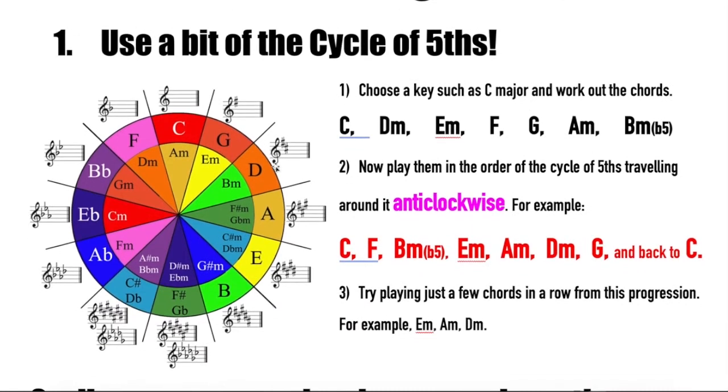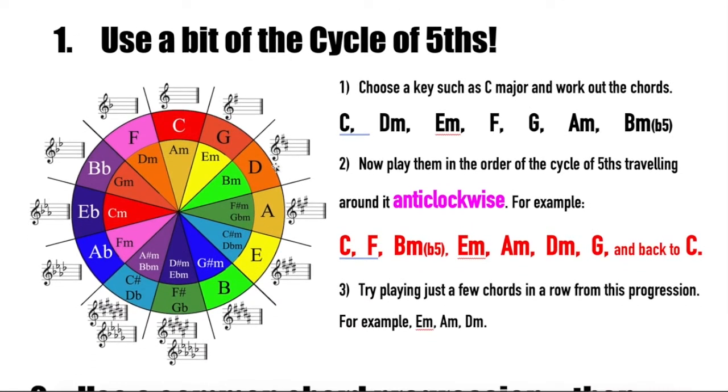So the first one, using the cycle of fifths, it's really important that you get to know the cycle of fifths. Really, it tells you so much. So the first thing we need to do is pick a key. So let's pick C major because that's nice and easy. It's right at the top of the circle up there, and we're not looking at the inner circle with the minors at this stage, just the outer circle, essentially, right?